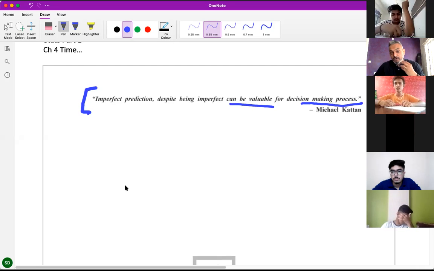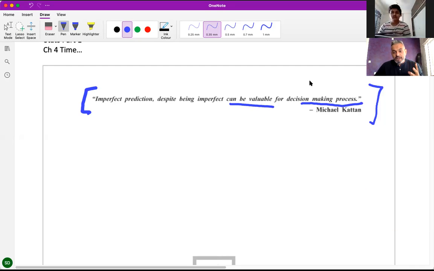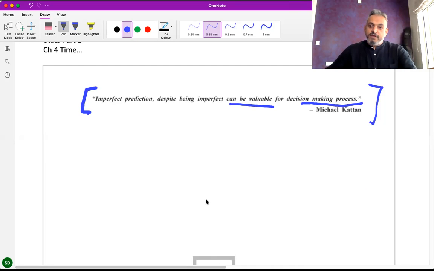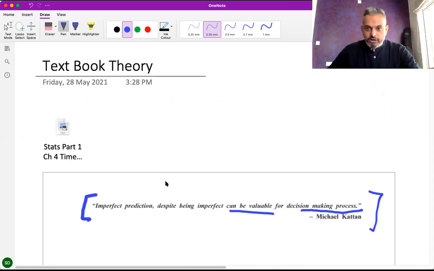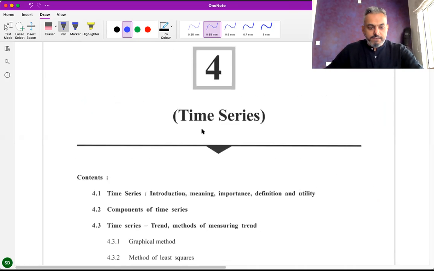We were able to predict, maybe it was a bit imperfect, but still a valuable thing. You agree with me? So that is what statistics is all about. We have data, we analyze, and then we predict. It may be imperfect, but still it can help us take valuable decisions. Anyways, this was just for your knowledge. It's a nice quote.